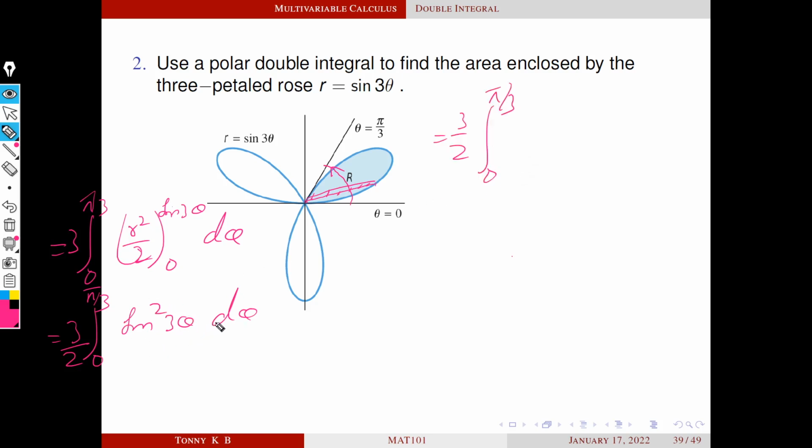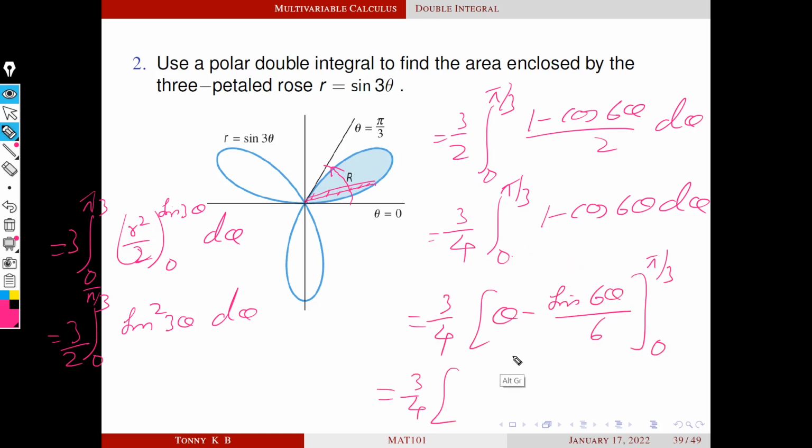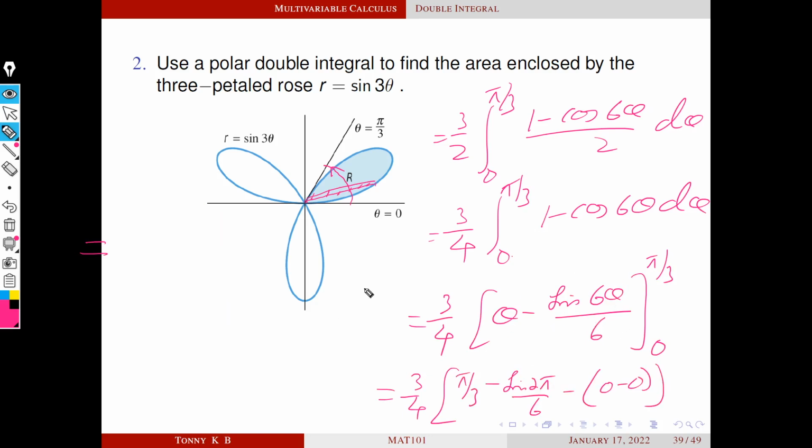So we know that sine square theta is equal to 1 minus cos 2 theta by 2. So this is 1 minus cos 6 theta by 2 d theta. So you can take the 2 outside. This is 3 by 4 integral of 1 minus cos 6 theta d theta. Now you can integrate with respect to theta. So this becomes theta minus sine 6 theta by 6.